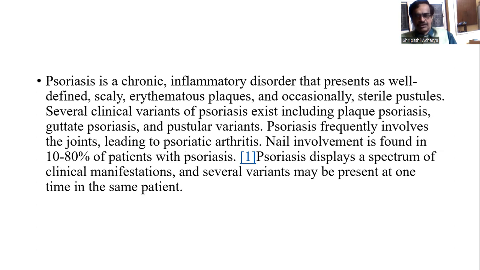Psoriasis is a chronic inflammatory disorder with well-defined scaly erythematous plaques, occasionally sterile pustules. Several clinical variants exist, including plaque psoriasis, guttate psoriasis, and pustular variants. Psoriasis frequently involves the joints, leading to psoriatic arthritis, the inflammation of the joints. Nail involvement is found in 10 to 80% of patients with psoriasis. Psoriasis displays a spectrum of clinical manifestations, and several variants may present at one time in the same patient.